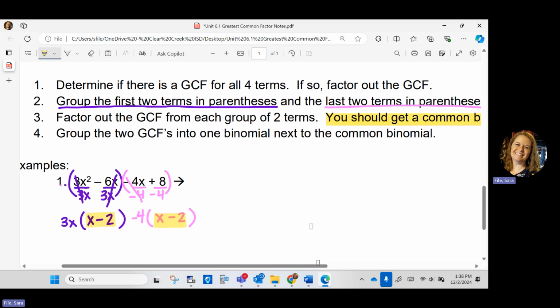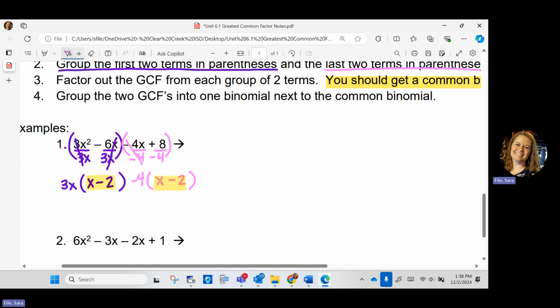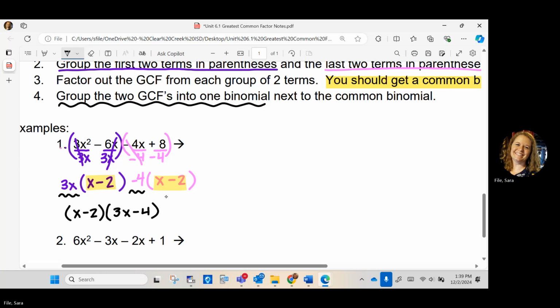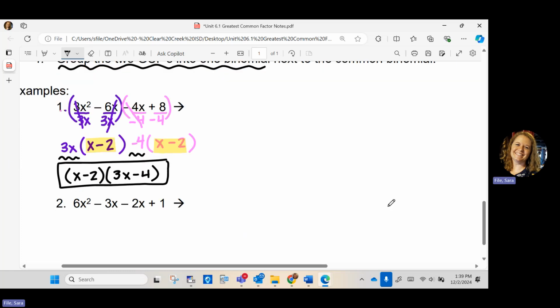Now what that means is that that remainder is one of your factors. So x minus 2 is a factor, and then you group the two GCFs into one binomial as your other factor. So my two GCFs were 3x and negative 4. So I do 3x minus 4 as my other factor. And I have factored that by grouping.